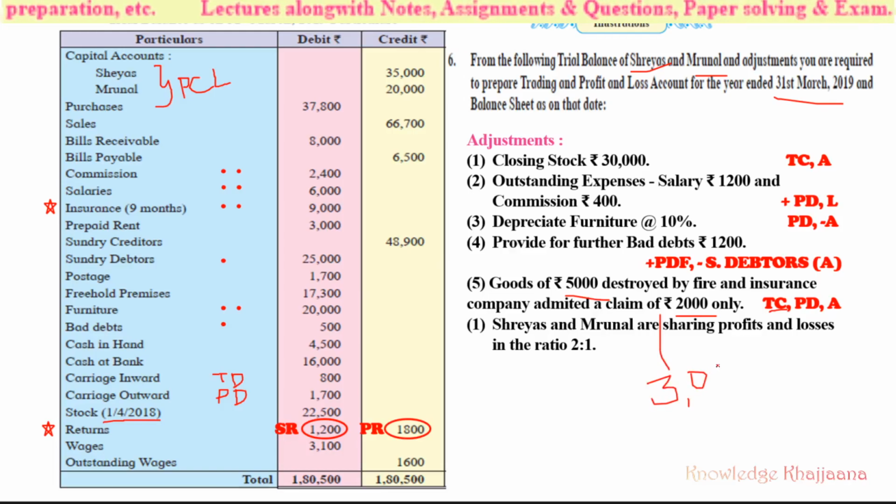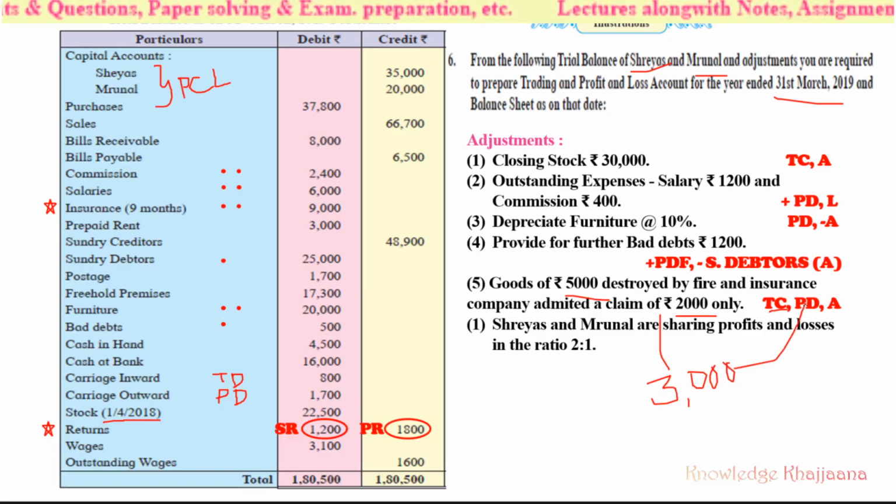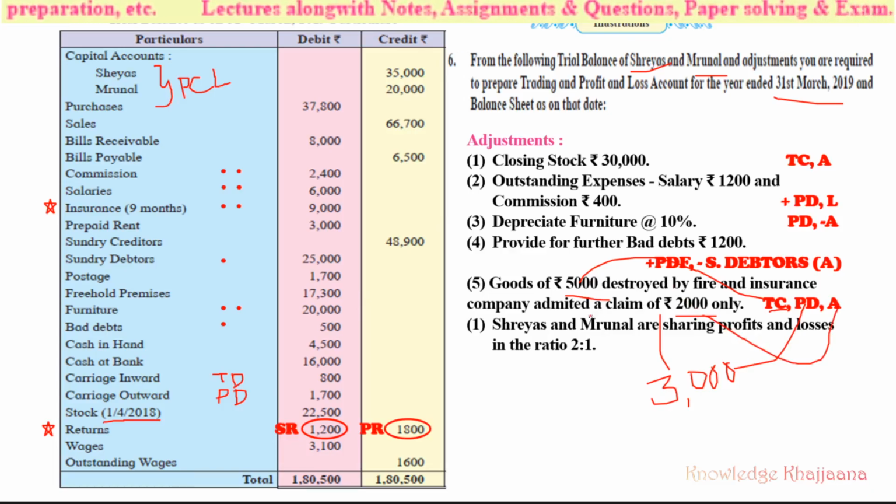Okay, so this loss of 3,000 rupees will be recorded on the profit and loss account debit side. Rupees 5,000 will be recorded on the trading account credit side because this is the cost of the goods. Okay, and what are you getting against the loss? Insurance claim of rupees 2,000. So it will come to the asset side. So if this kind of adjustment comes, then there are three effects.